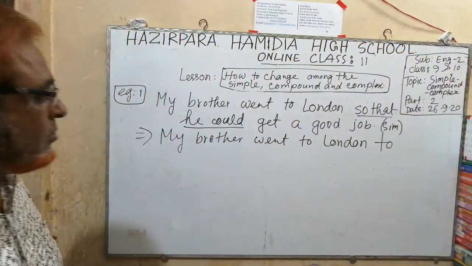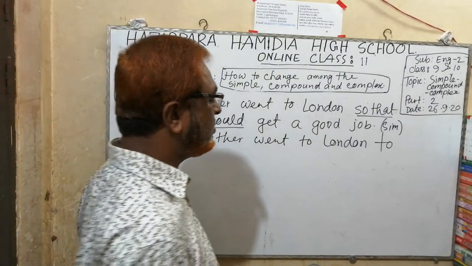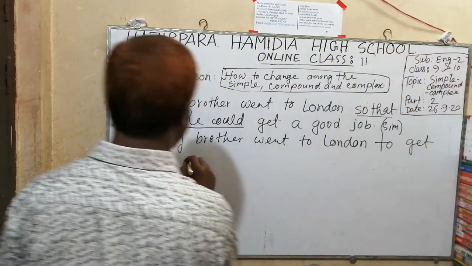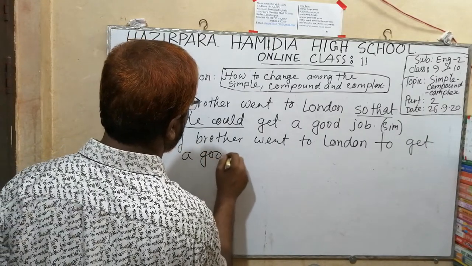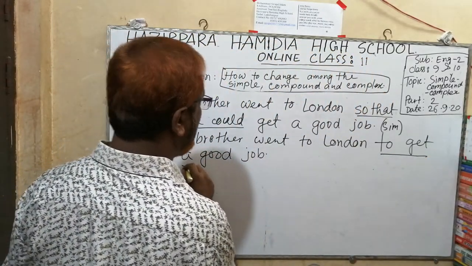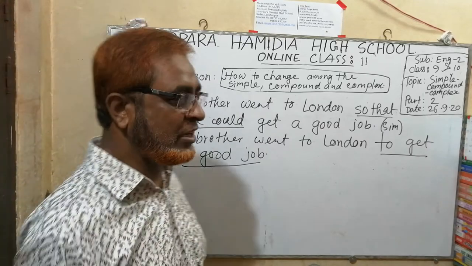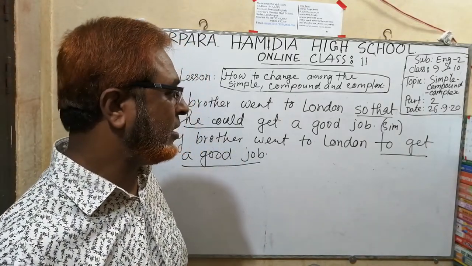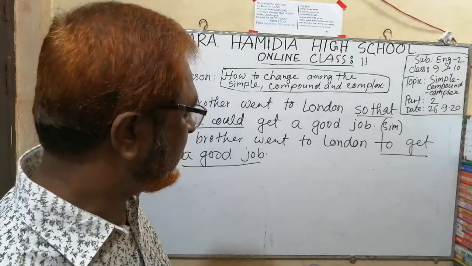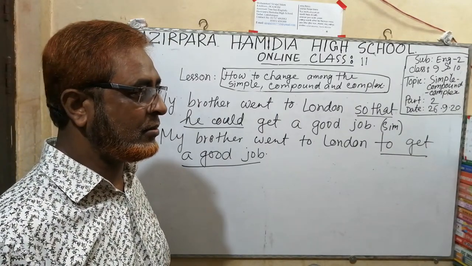Okay? Next, get a good job, set after the preposition to. To get a good job is an infinitive phrase. Infinitive phrase means it starts with to plus verb base form. Okay, dear students, I hope that you have understood.